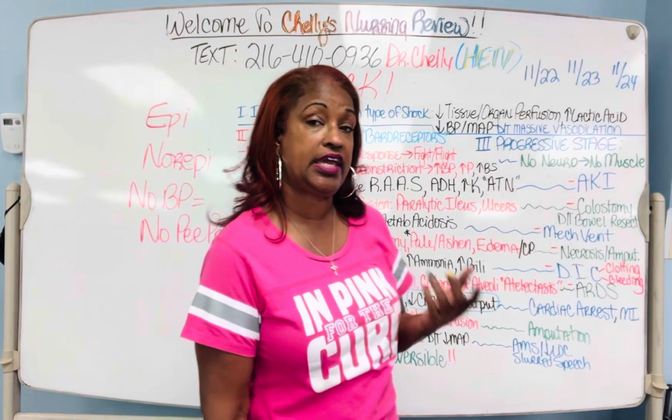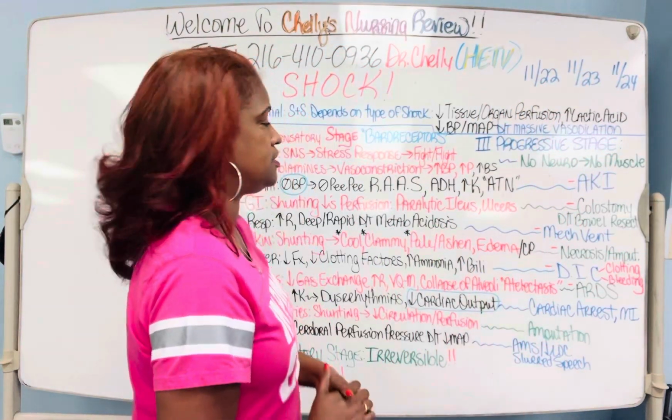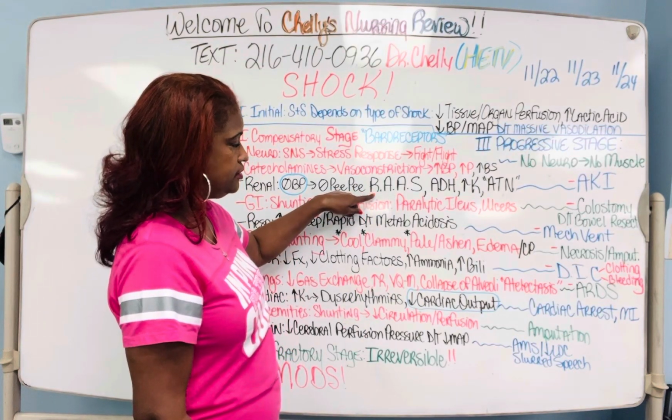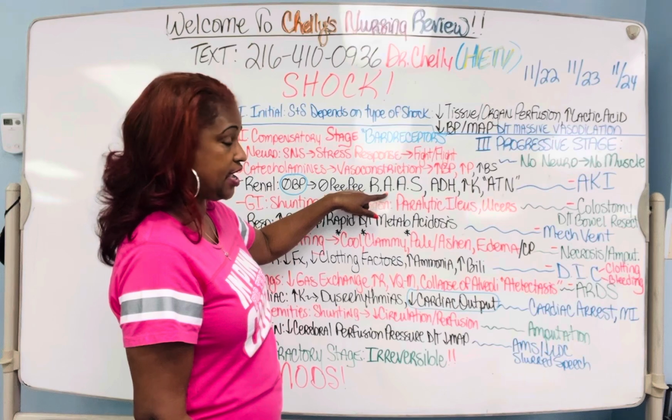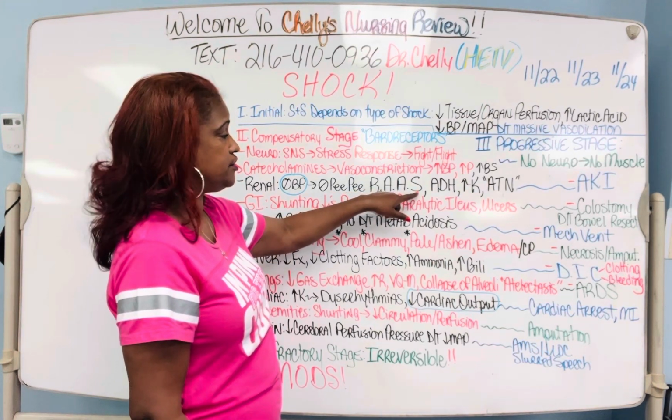So with no blood perfusing the kidneys, we have a kick off, a start of, if you will, the RAS system. This is your renin, angiotensin, aldosterone syndrome.